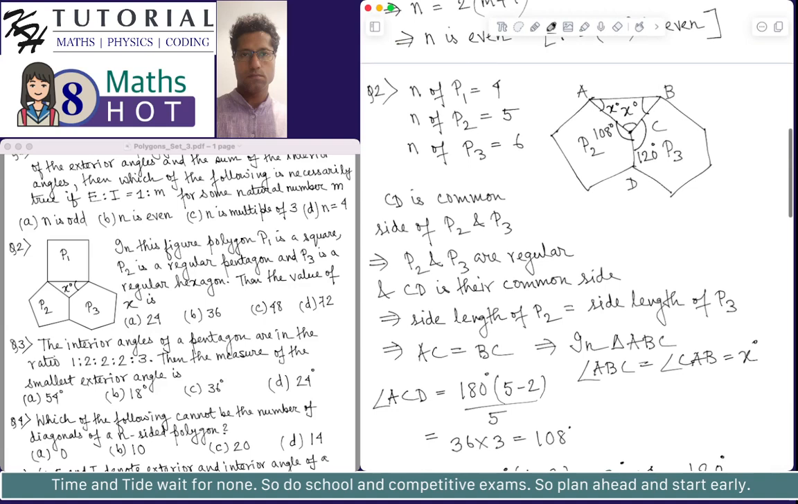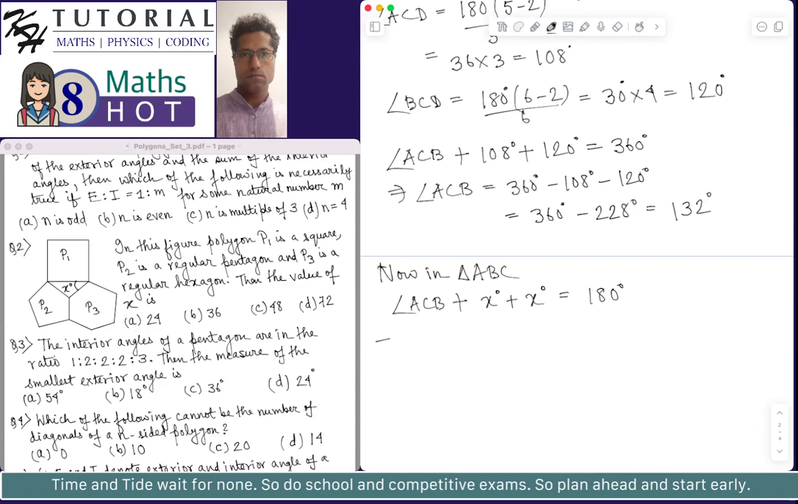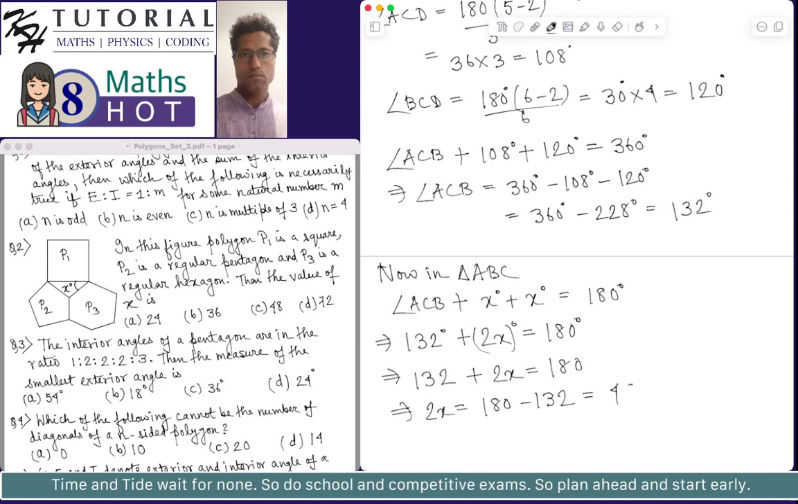That is, x plus angle ACB is 180 degree. This implies angle ACB we just found out to be 132 degree. So 132 degree plus 2x degree is equal to 180 degree. If we ignore the degree, we get a linear equation in x, that is 132 plus 2x is equal to 180. This implies 2x is equal to 180 minus 132, which is equal to 48.